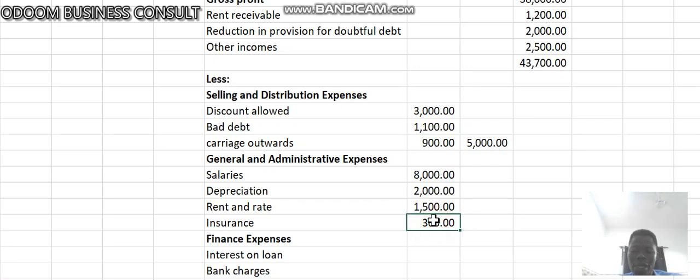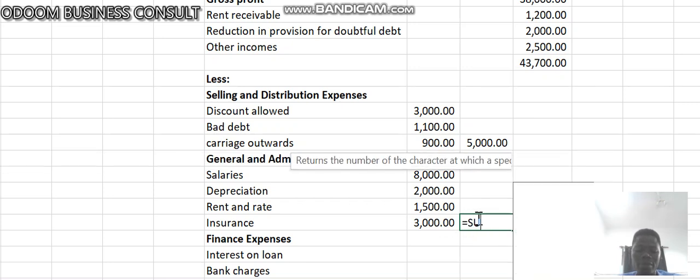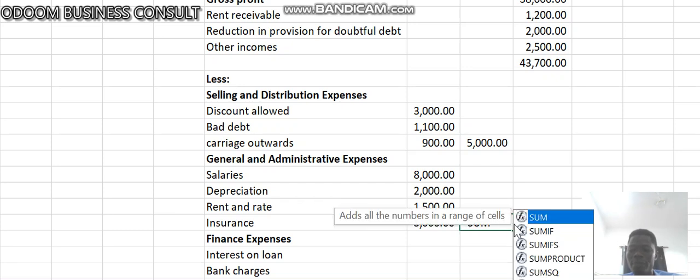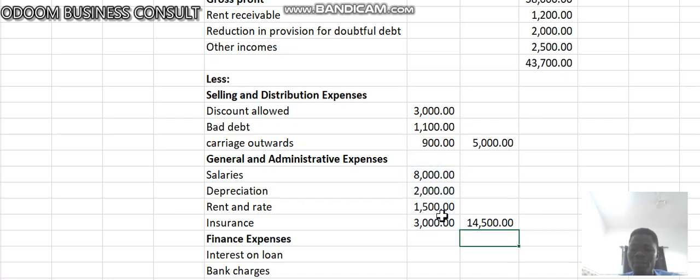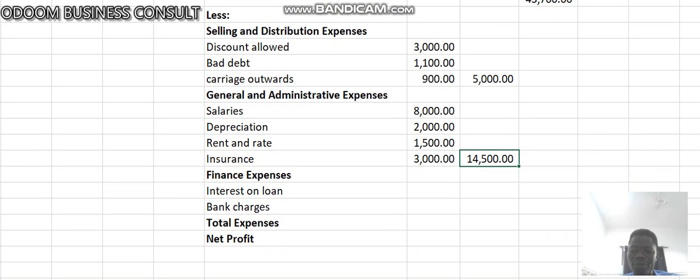So we have to also add all of them like we did for the selling and distribution. So the total general and administrative expenses is going to be 8,000 plus 2,000 plus 1,500 plus 3,000. So let's add all of them and see what we will get. When we add all these four items, we are getting 14,500. So this is our general and administrative expenses for the year.